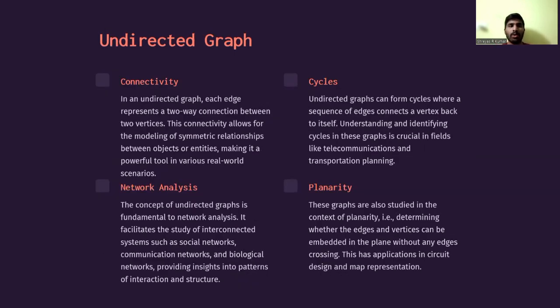Undirected graph. What are some features of an undirected graph? Let's see. Connectivity. In an undirected graph, each edge represents a two-way connection between two vertices. This connectivity allows for the modeling of symmetric relationships between objects or entities, making it a powerful tool in various real-world scenarios. Cycles. Undirected graphs can form cycles where a sequence of edges connects a vertex back to itself.